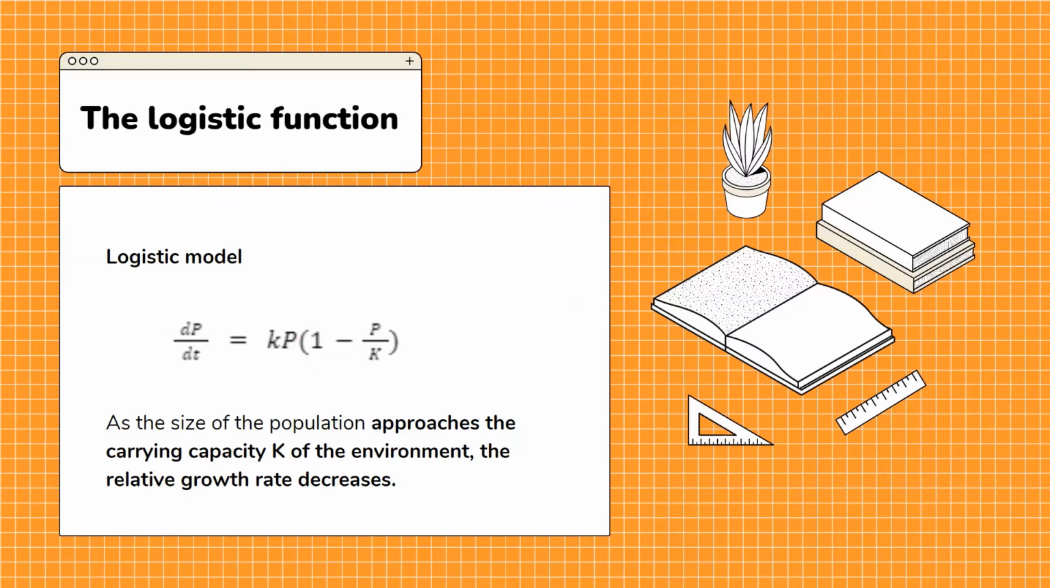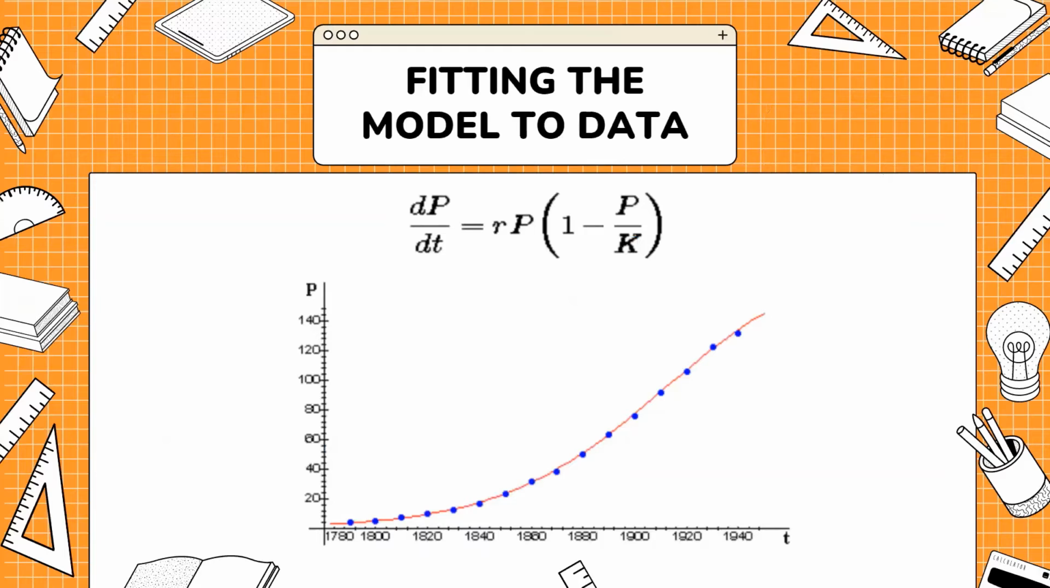Now we are going to learn about how the logistic model can be fitted to a set of data. Here we have the actual US Census data through 1940, together with a fitted logistic curve. Above we have the classical logistic model. Our job is to estimate what parameters r and K would give a good fit for the census data.